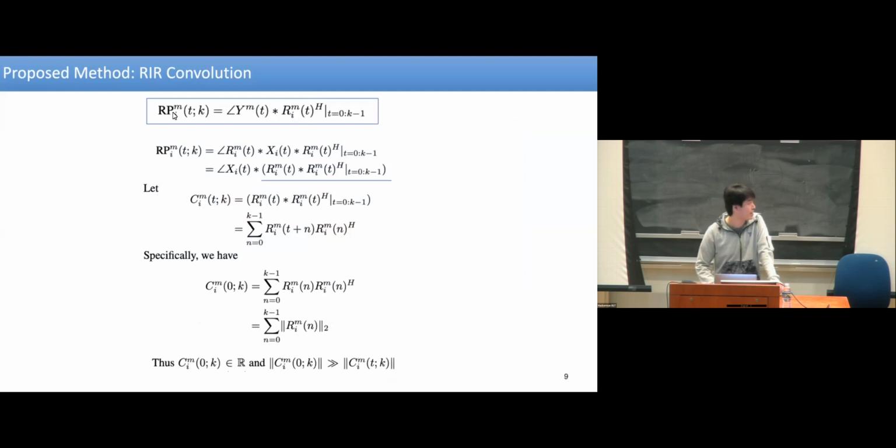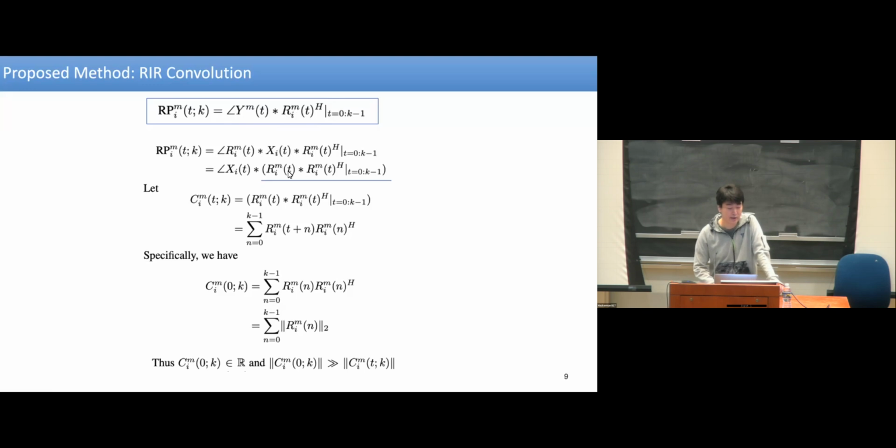So let's look at the definition of RP. RP is the phase of your mixture speech y convolved with the conjugates of your room impulse response, which only considers the first k frames. Now let's assume that y is dominated by your target speaker x, so that if you expand y, it becomes the room impulse response of your target speaker convolved with the clean speech xi. And then it is further convolved with the conjugates of the room impulse response.